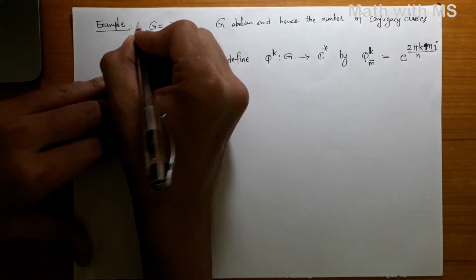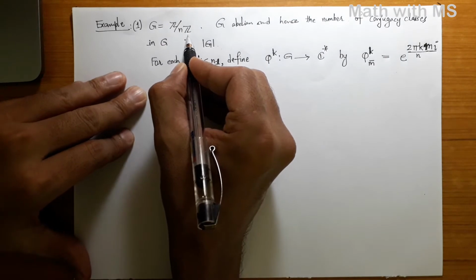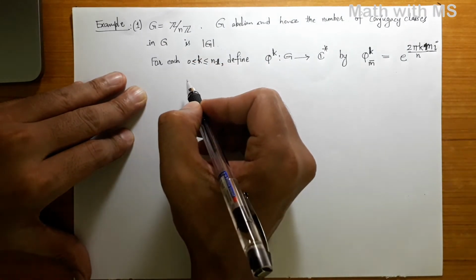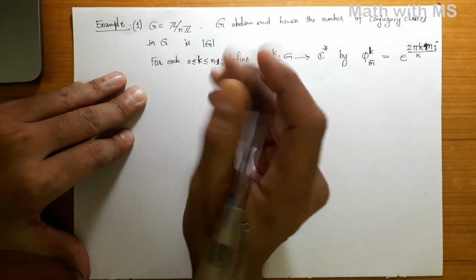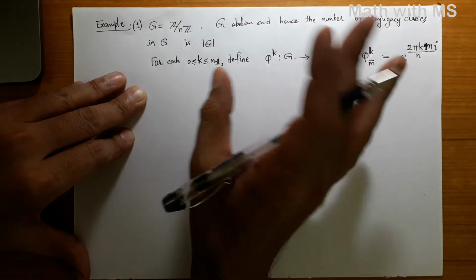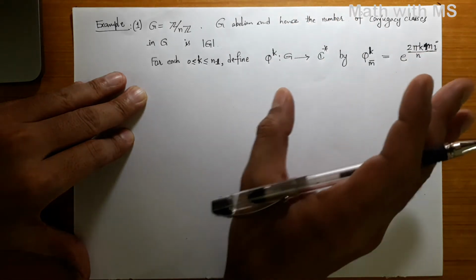So the first example is the following. Take G to be the cyclic group of order n. Since it is abelian, the number of conjugacy classes is precisely the order of the group G. Also we know that for an abelian group, each irreducible representation is one-dimensional and two representations are equivalent if and only if they are the same as functions.